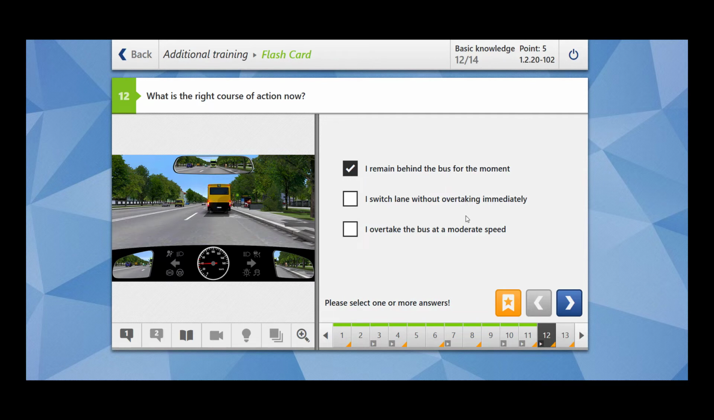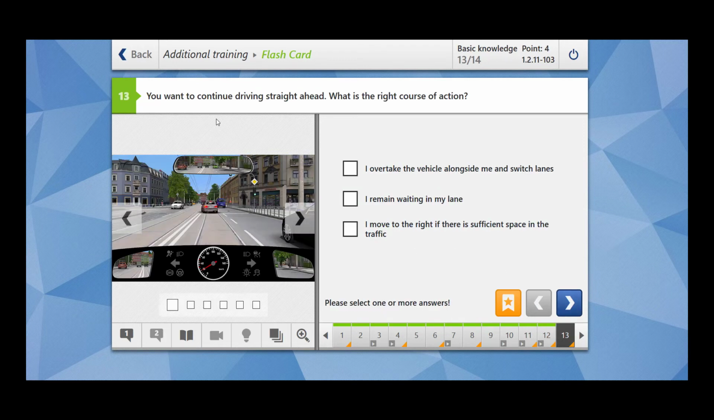No, you should not switch lane because on this lane there is a grey vehicle. I overtake the bus at a moderate speed? Not possible. Why? Because for overtaking you have to come into this lane and on this lane there is a grey vehicle. So you have to wait behind the bus.